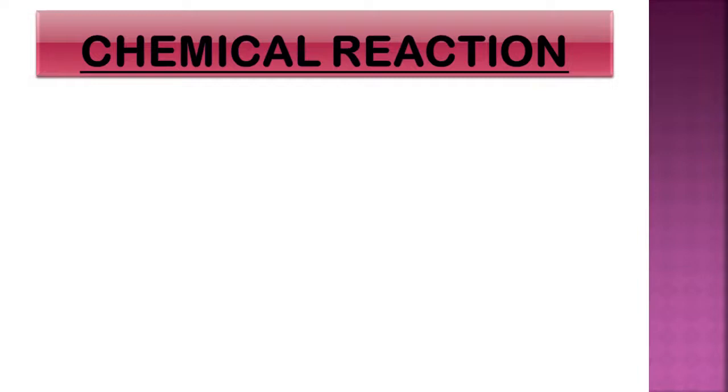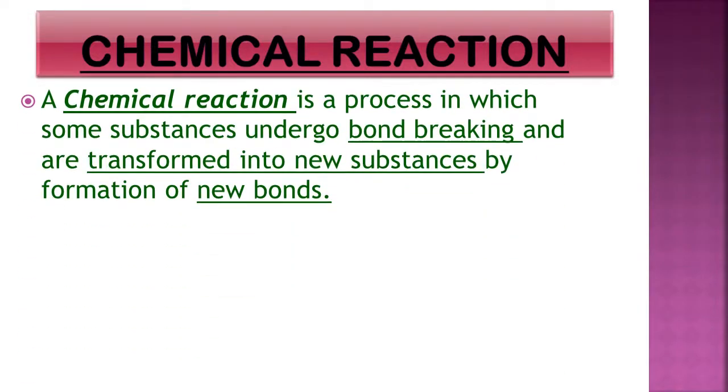Okay, so chemical reaction. A chemical reaction is a process in which some substances undergo bond breaking and are transformed into new substances by the formation of new bonds. So in simple language, what is a chemical reaction? This is the formation of a new product or new substance by bond breaking and bond formation. So this is a chemical reaction.